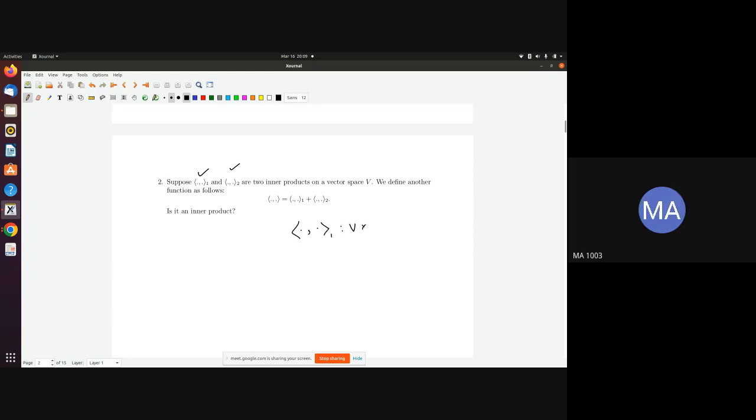Exactly. So it is from V cross V to R. This is the first function, and this one is the second function. So what does this addition actually mean? It will take a value from V cross V to R. Suppose I have V1, V2, then this is V1, V2 of 1 plus V1, V2 of 2. This is what this function is. Now the point is, is this an inner product or not?